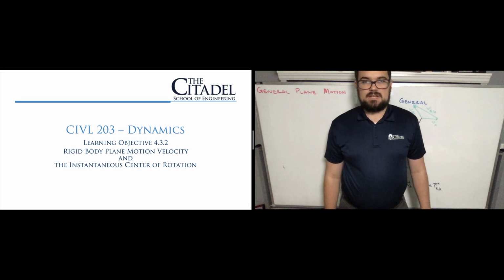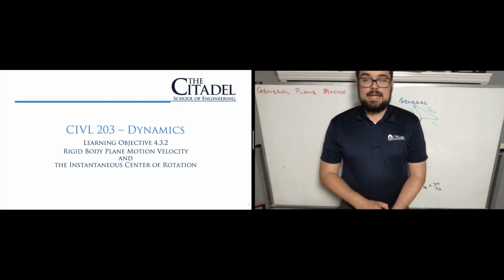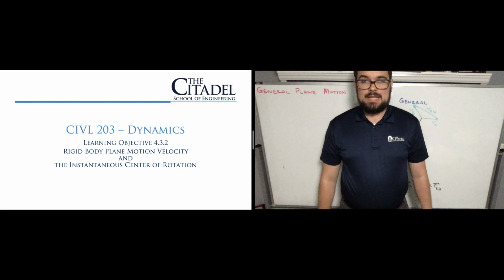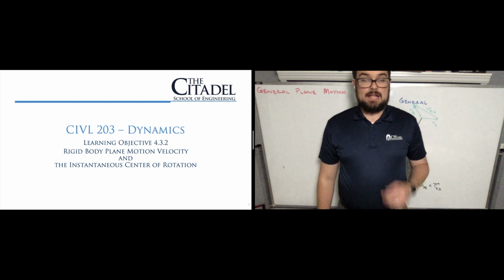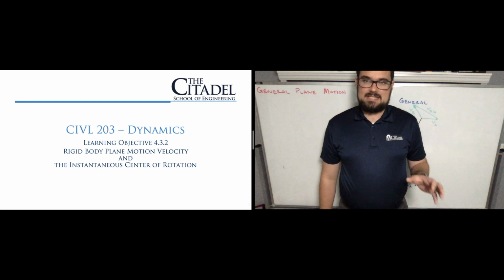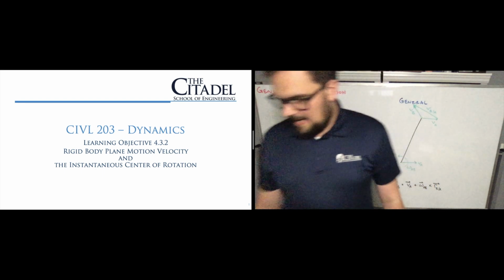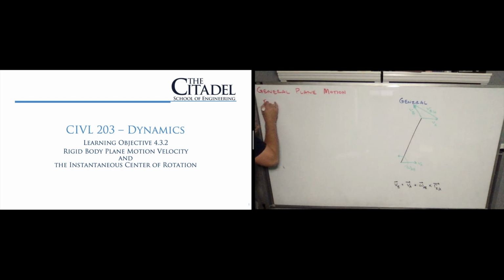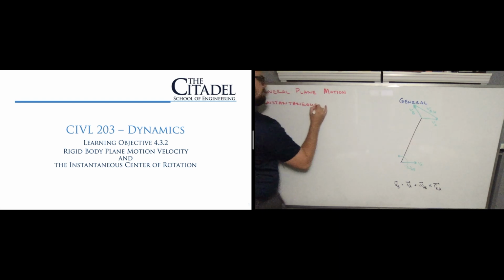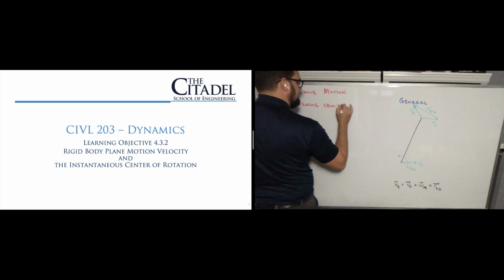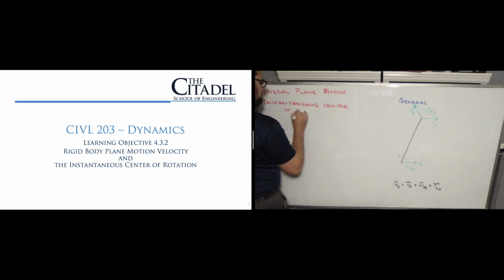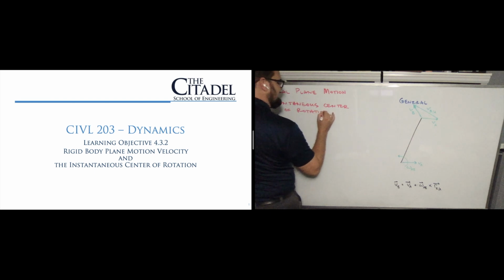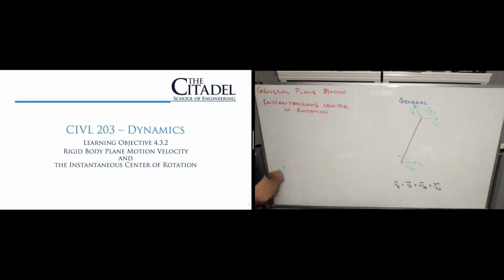This is Dr. Wood with Citadel Civil Engineering, and this is CIVL203 Dynamics Learning Objective 4.3.2, in which we're going to discuss rigid body plane motion using velocity, talking about velocity using the instantaneous center of rotation. And the idea that we're going to start here, when we think about the instantaneous center of rotation. So this is an easier way to do the velocity work that we did in the last lecture.